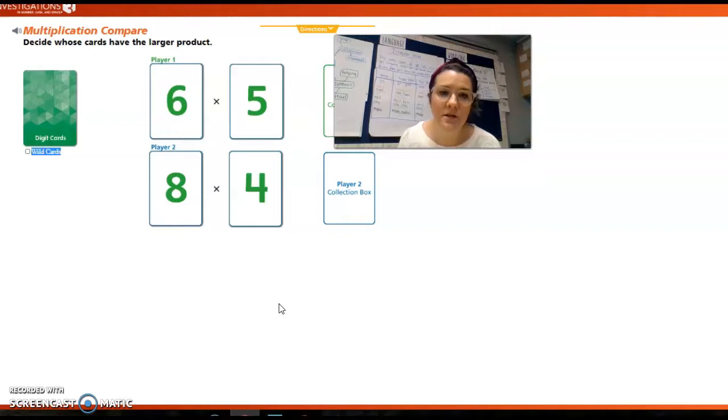So you're going to have to determine, based on the number of groups and the number in each group, which factor or which equation would have the greater product. Okay, so you've got to think, I have 6 groups of 5, so I have 6 groups and 5 in each group, but the next one is 8 groups, but there's only 4. So it looks like, or sounds like, their products are going to be really close. Okay, all right, so then once you figure that out, then you'll put the cards in your collection box and then deal out the next cards.